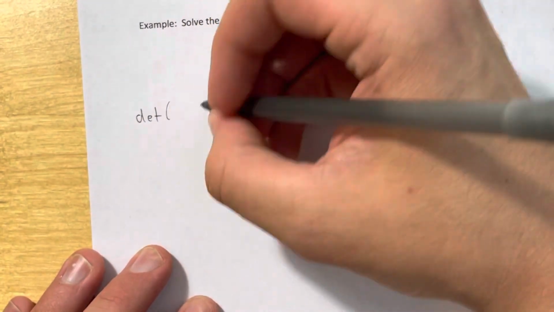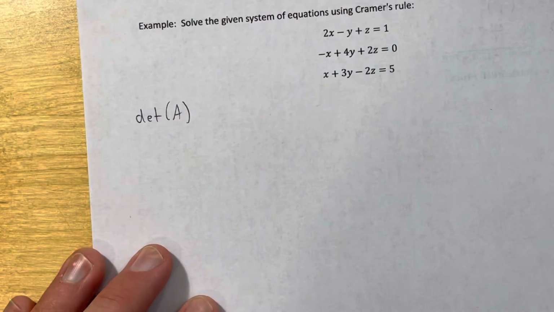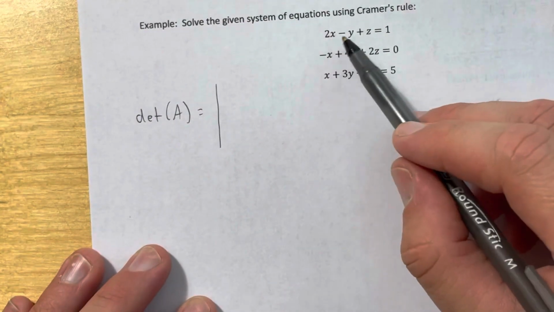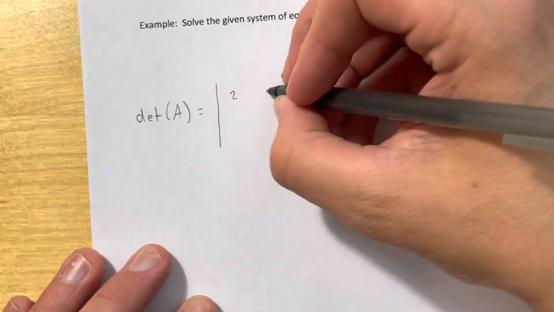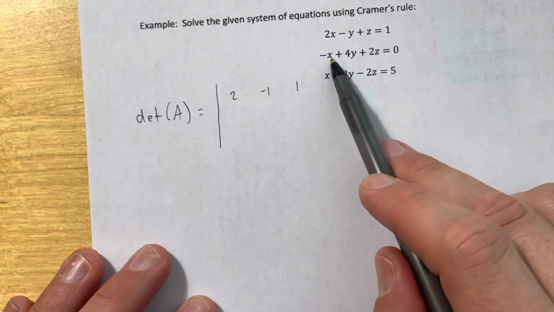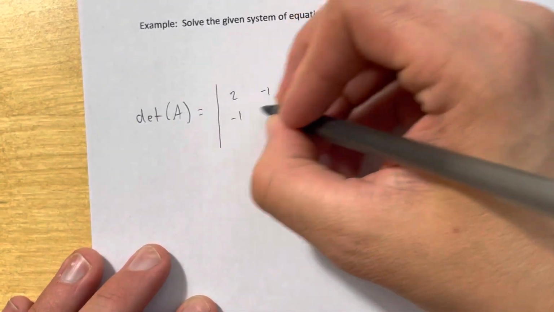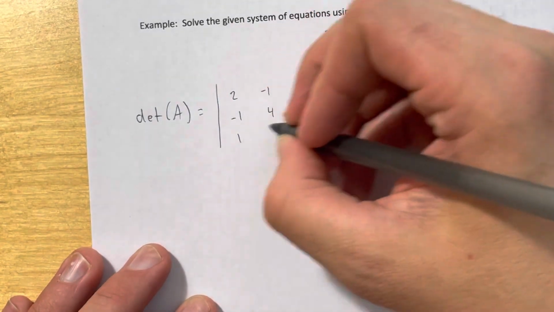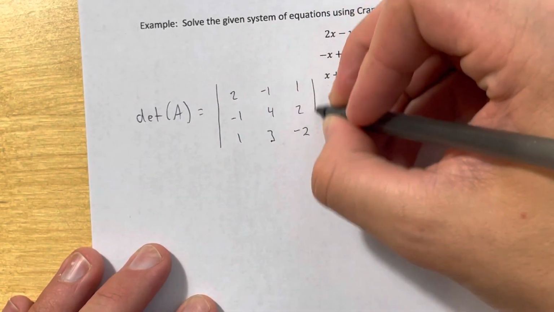So using the notation of Cramer's rule, our coefficient matrix we were calling A. What is the coefficient matrix here? 2, -1, 1. -1, 4, 2. 1, 3, -2.